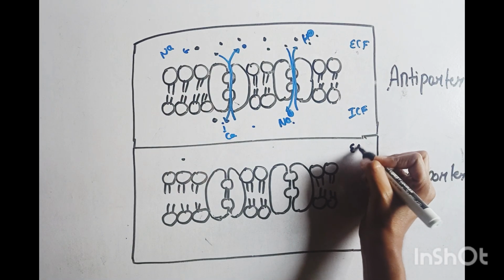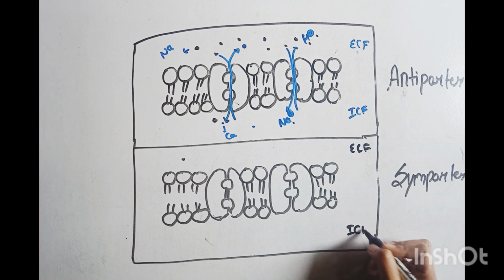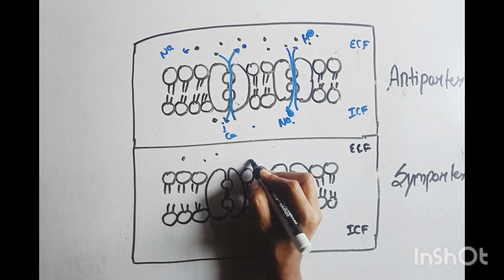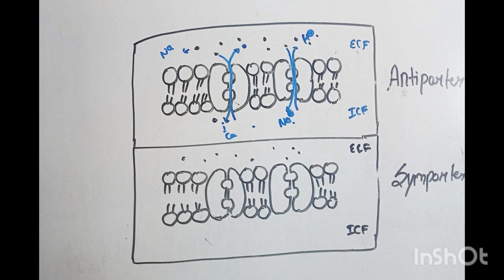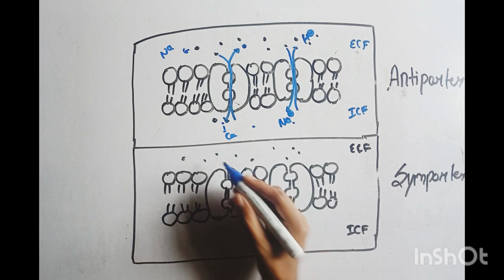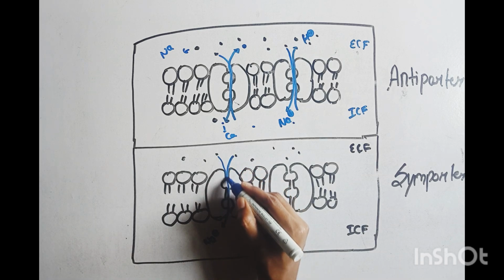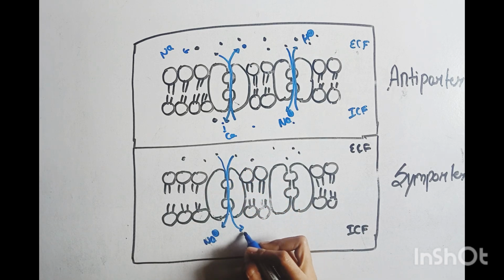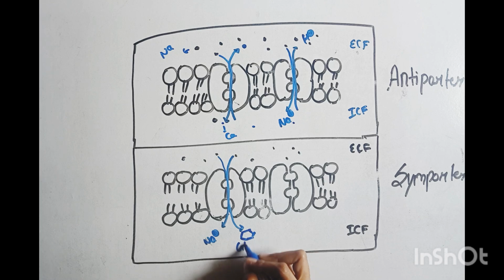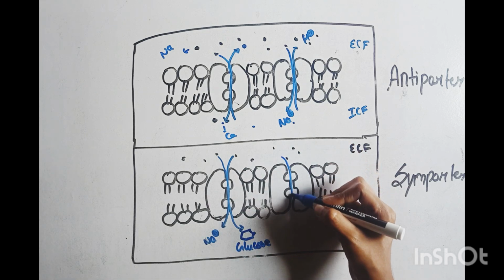Now the symporter. This is the extracellular fluid and this is the intracellular fluid. The concentration of sodium is very high, and sodium helps to transport other substances. The sodium moves from high concentration to low concentration, and similarly the glucose molecule moves from low concentration to high concentration, but both molecules, sodium and glucose, move in the same direction. This is called the symporter.